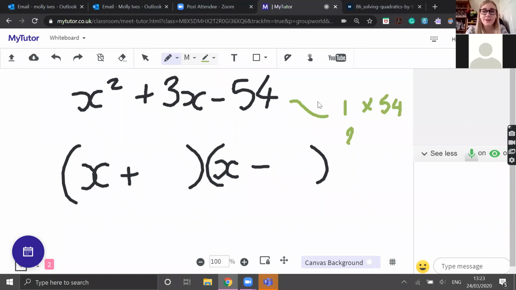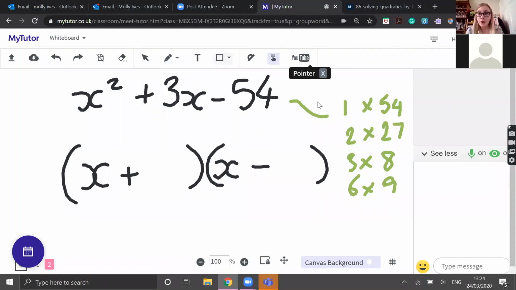54, 2 times 27. Let's make sure I don't make a silly mistake here. 3 times 8, 6 times 9. And I think that's all of them. And then because one minus the other is 3, we're going to pick the pair where the difference is 3. So the difference here is 53. So that's not what we want. The difference here, by the way, I mean the bigger one minus the smaller one, is 25. The difference here is 5. The difference here is 3. So this is the one that we want.